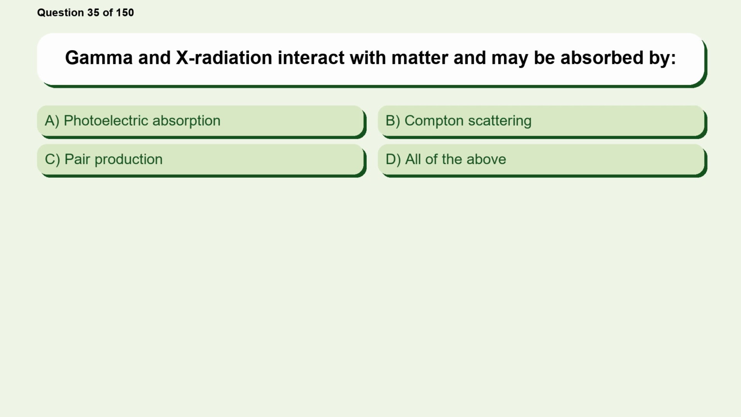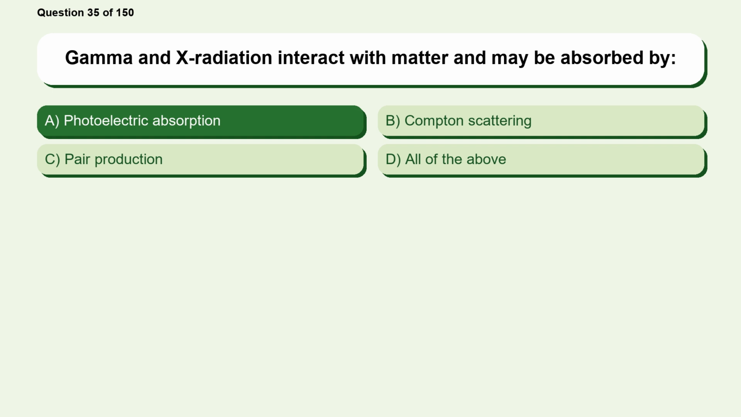Question 35. Gamma and X radiation interact with matter and may be absorbed by Option A, photoelectric absorption. Option B, Compton scattering. Option C, pair production. Option D, all of the above. The correct answer is option A, photoelectric absorption.